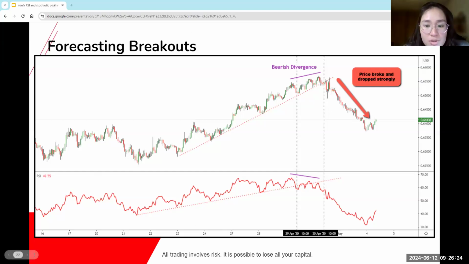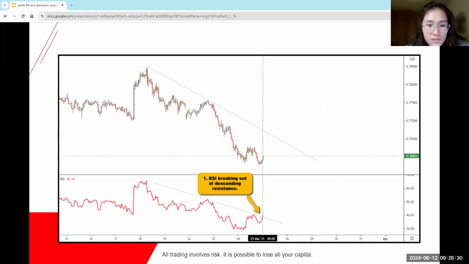Okay, any questions so far? Okay, if not, let's look at another. We still have a few more examples to go through before, if I still have time at the end, I will do a little bit of live analysis for you guys. Okay, so next we are looking at this RSI breakout again.